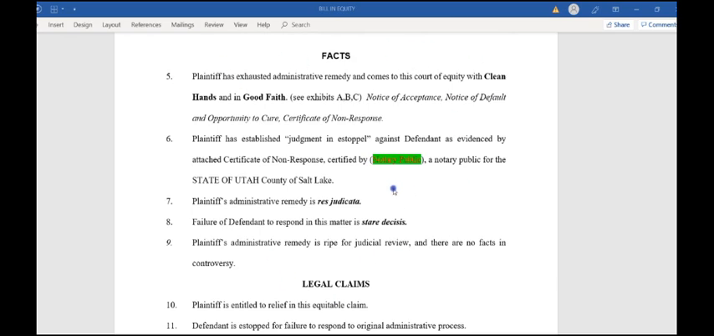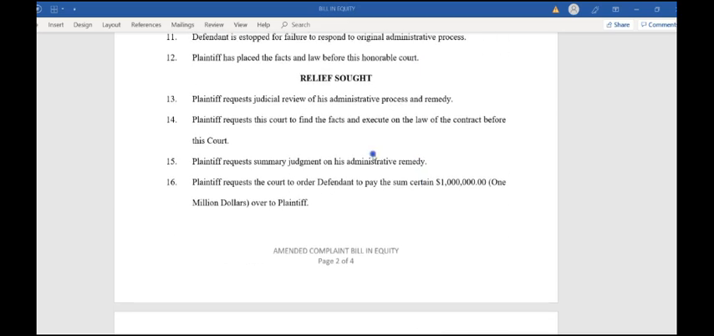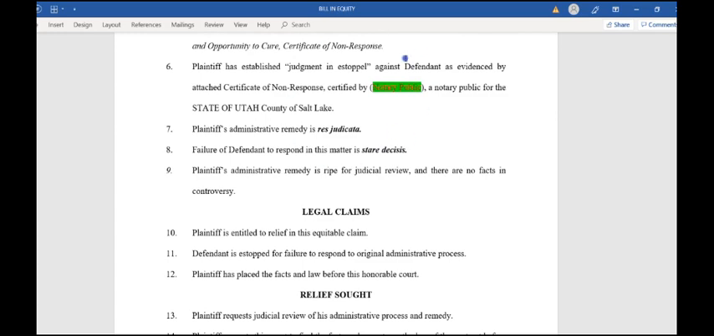Now, remember that other thing that I wrote to the governor? I will not participate in public controversy. There is no controversy, bro. It's already been decided, not by me, by your decision to not answer an officer of the court. What's the relief I seek? Plaintiff requests judicial review of my remedy. The plaintiff requests the court find the facts and execute on the law of the contract. God, I'd love to see the contract. Well, we have a contract right up here, and you are in dishonor.